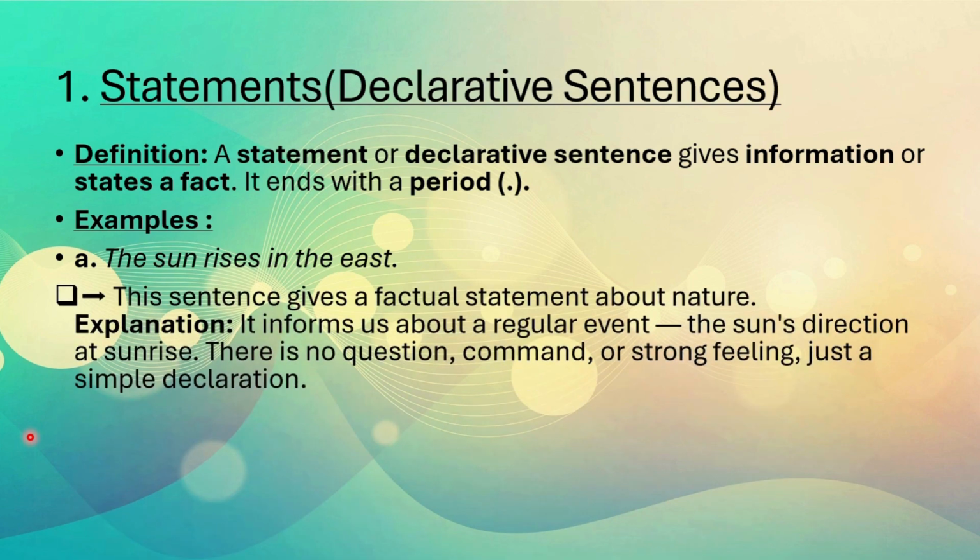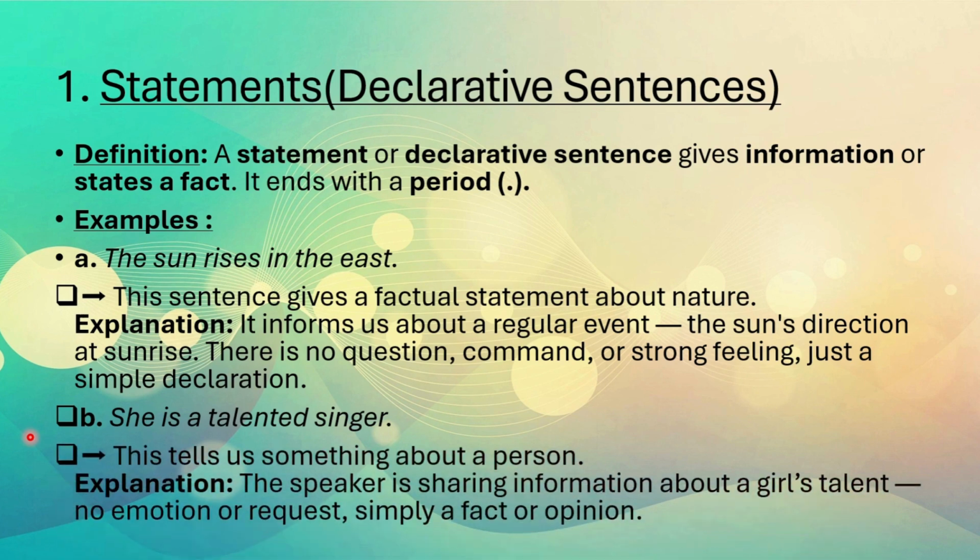Now, she is a talented singer. This is someone's opinion or an informative sentence. Also, this can be considered as a statement. We can use declarative sentences when we say things like, I have a brother, my school starts at 8 a.m., water boils at 100 degrees Celsius. These are all just giving information, so they are called statements.